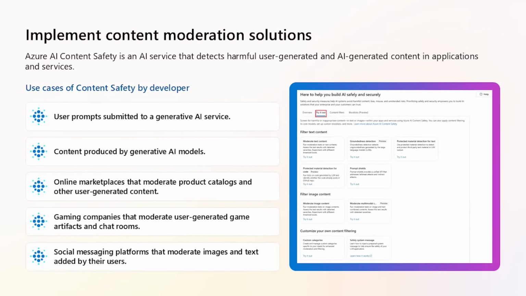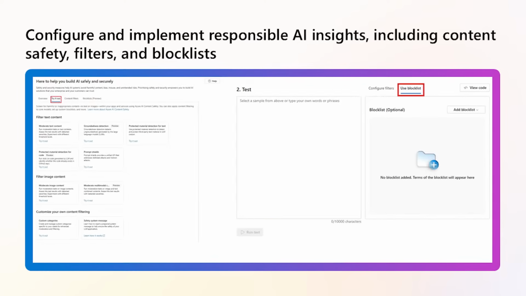And responsible AI does not stop there. Azure AI Content Safety is your go-to service for catching harmful content, both from users and from your AI models. You need to be able to describe practical use cases when presented with a scenario. For example, filtering user prompts, moderating AI outputs, and protecting platforms like marketplaces or gaming environments. Know what content safety does, and when to deploy it.